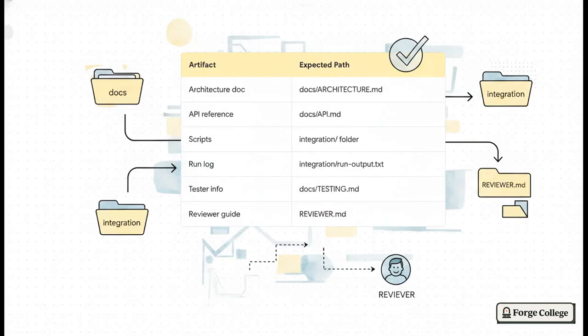Consistency is a real game changer here. Just look at how these deliverables map out to a perfectly predictable directory structure. By placing your architecture doc exactly at docs/architecture.mmd, putting your scripts in an integration folder, and keeping that reviewer guide right at the root of the repo, you ensure a reviewer never has to go hunting. This table right here, it's your structural map. Follow these exact paths, and the person evaluating your capstone is going to have a fantastic, stress-free time.